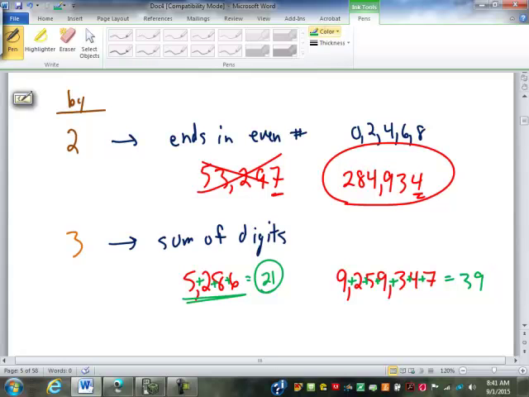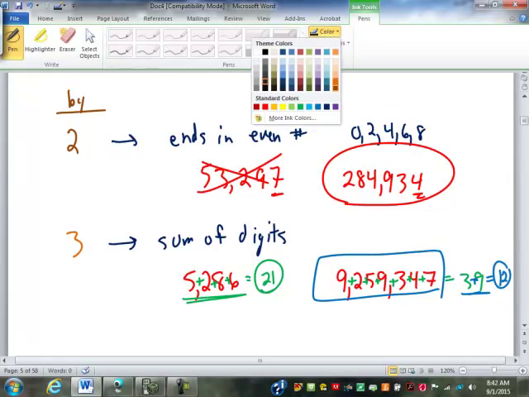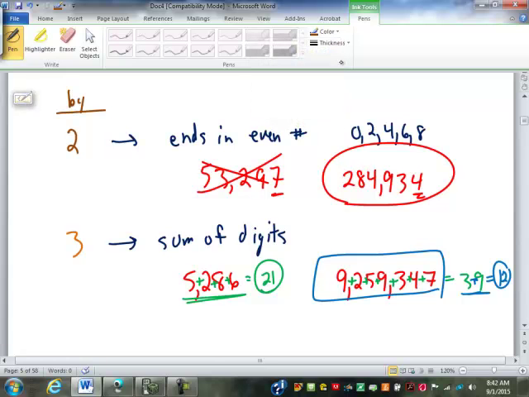But if we're looking at 39 and we're not sure, we can actually do it again. What's 3 plus 9? 12. Is 12 divisible by 3? Yes, so then 39 is divisible by 3, and therefore 9,259,347 is also divisible by 3. Kind of an interesting little rule. That only works if you're trying to divide by 3. It will also work for 9, and I'll show you that in a little bit.